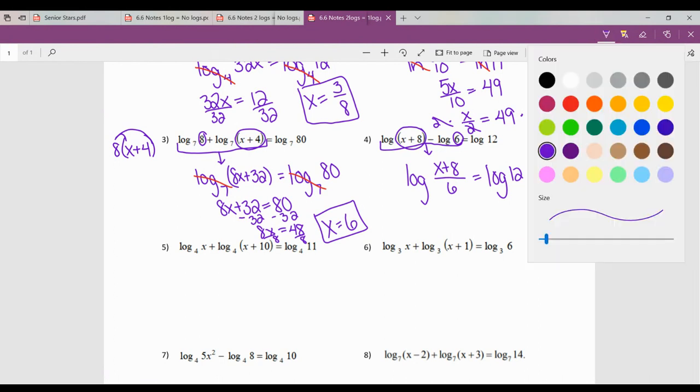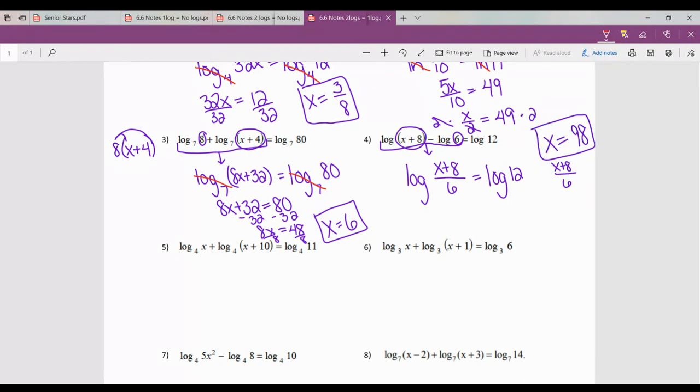All right, now we have the log base 10 on one side and the log base 10 on the other side. We cross out those logs. And then we write x plus 8 over 6 equals 12. I'm going to multiply by 6, so I get rid of that 6 on the left-hand side. And I get x plus 8 equals 72. I'm going to subtract 8. X is going to equal 64. Final answer.